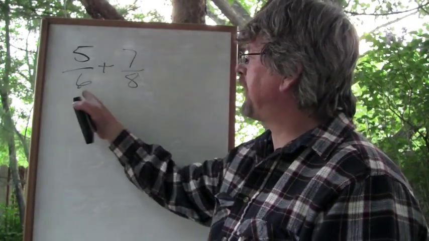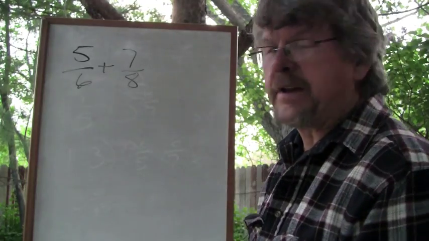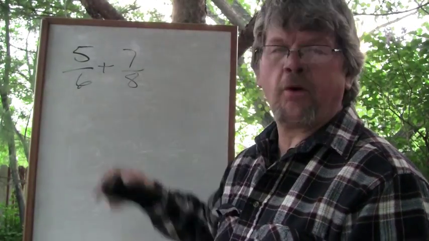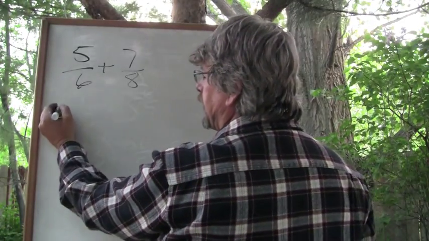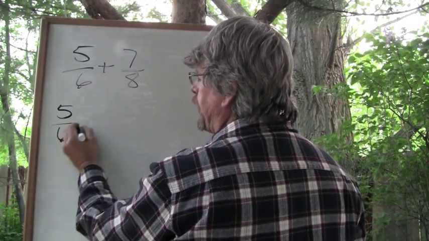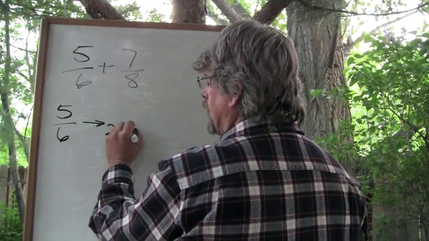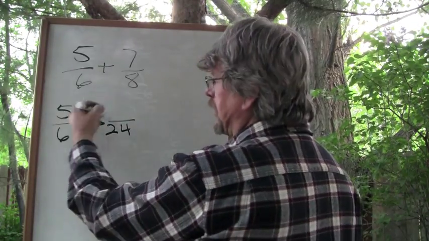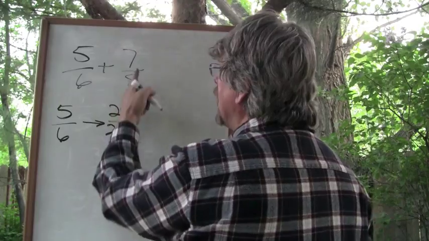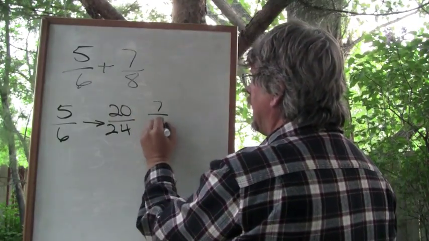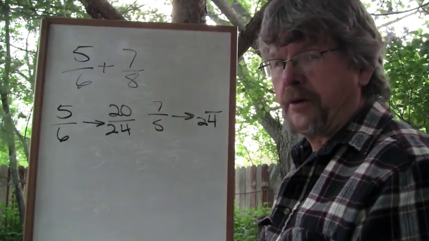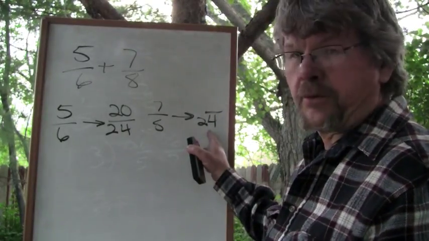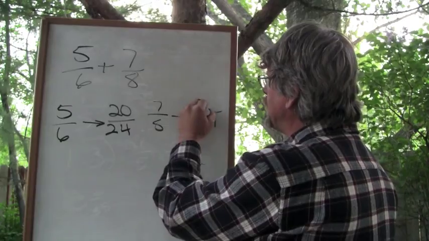8 times 2 is 16. 6 times 3 is 18. That won't work. 8 times 3 is 24, and 6 times 4 goes to 24. So to get 6 to 24, we have to multiply by 4. 4 times 5 is 20. And to get 8 to 24, we have to multiply by 3. 8 times 3 is 24, so 3 times 7 is 21/24.